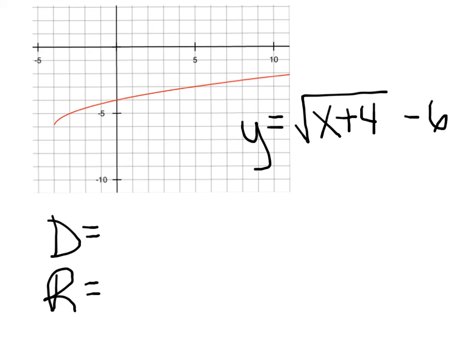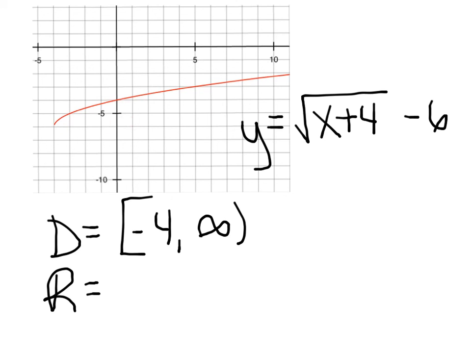The domain on this graph is a little bit different. It starts at negative 4 and goes on to infinity. It can actually be equal to negative 4 though. I can plug negative 4 in for x over here and get 0 and take the square root of 0. So because it can equal negative 4, I'm going to put a bracket around it. So that's my domain, negative 4 to infinity.